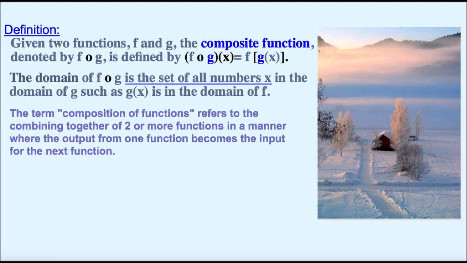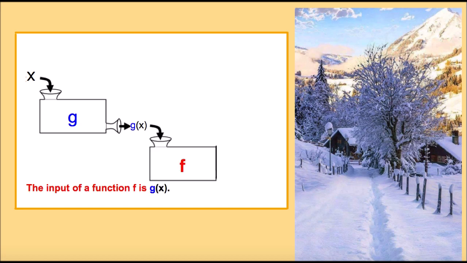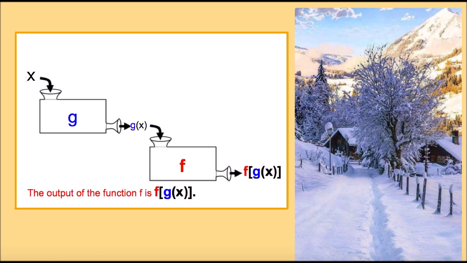The term composition of functions refers to the combining together of two or more functions in a manner where the output from one function becomes the input for the next function. The input of a function g is x. The output of the function g is g of x. The input of a function f is g of x. The output of the function f is f of g of x.